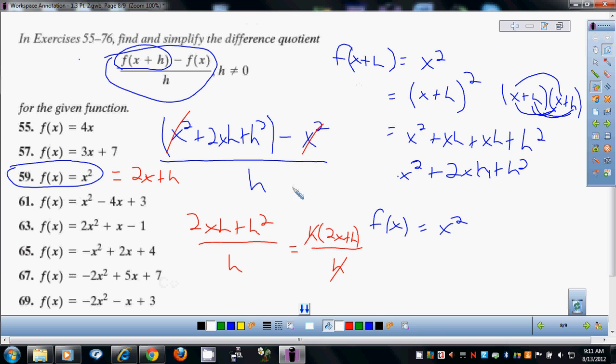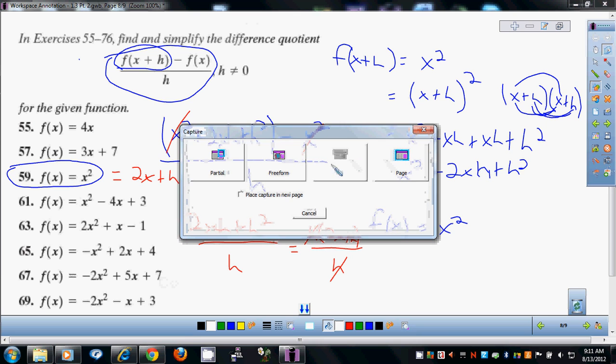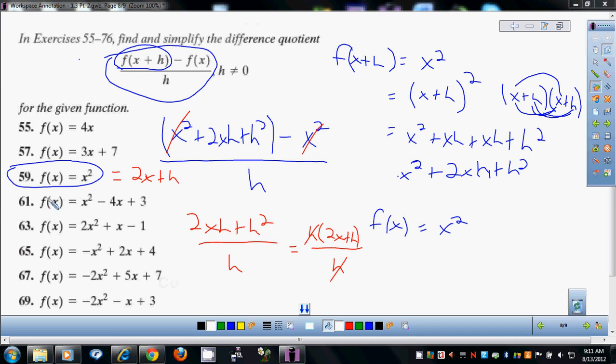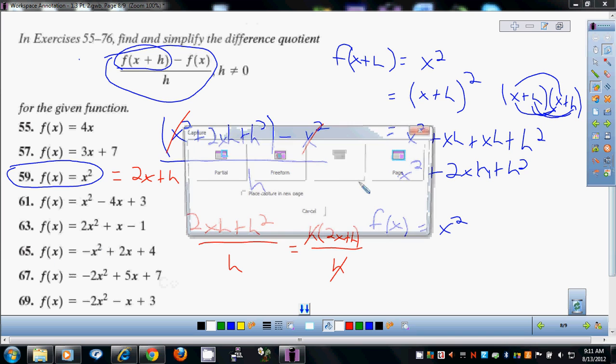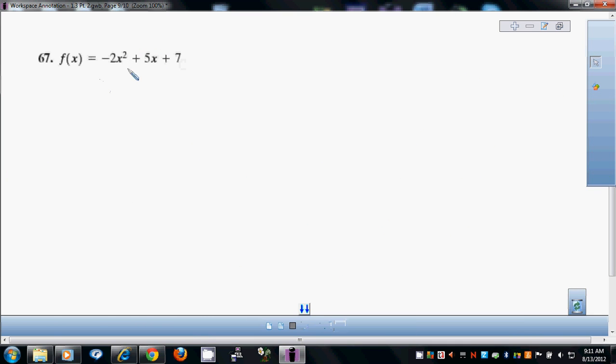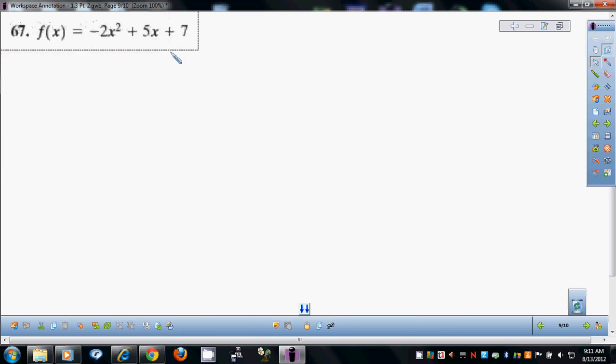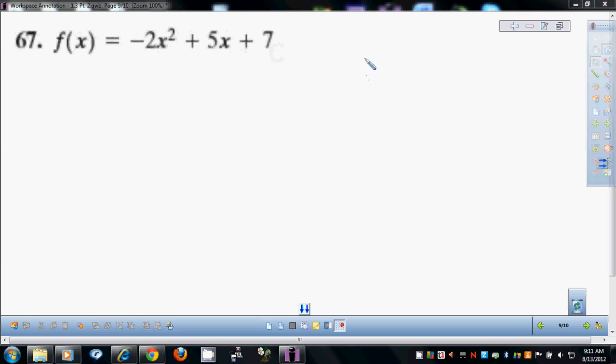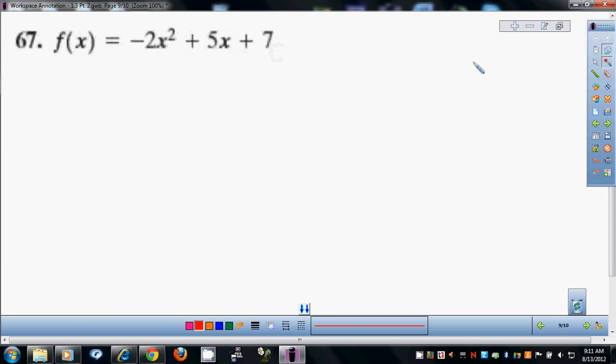I'm going to take this. You know what? I'll just go to a different slide. Let's look at one more. Let's see. 65. No, 67. Let's see, even harder. Might as well knock out the hard ones first. Alrighty. So, just like the last one, first thing you need to do is find f of x plus h. That's the hardest part of the whole process, if you ask me.